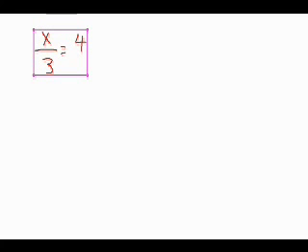So here's another example where, once again, we're being asked to solve this equation. What we have here is x over 3 equals 4, and our goal is the same: get x by itself. So we have to ask ourselves, what is with x that's not making it by itself?